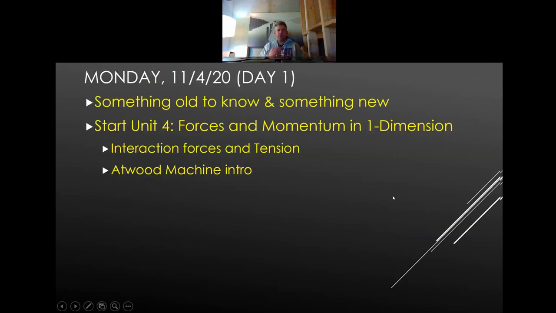So today we're going to talk through something old to know, something new, and then we're also going to see some interaction forces and tension. We'll save Atwood forces until tomorrow when we have a little bit more time. Just going to try and be quick with these so that you get some introductory information here.